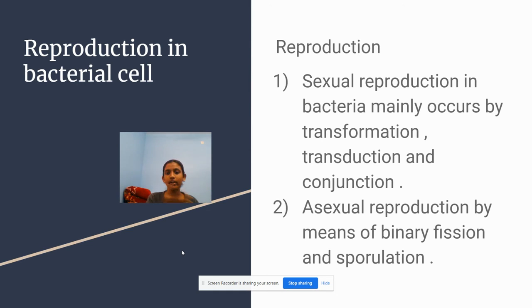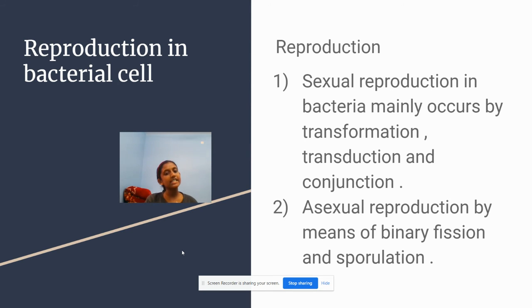So sexual reproduction in bacteria mainly happens with the gene recombination processes. First is transformation, transduction, and conjugation. These three processes you will learn in detail in higher classes. So you just memorize the terms. Now, how does the reproduction happen in the category of asexual reproduction?